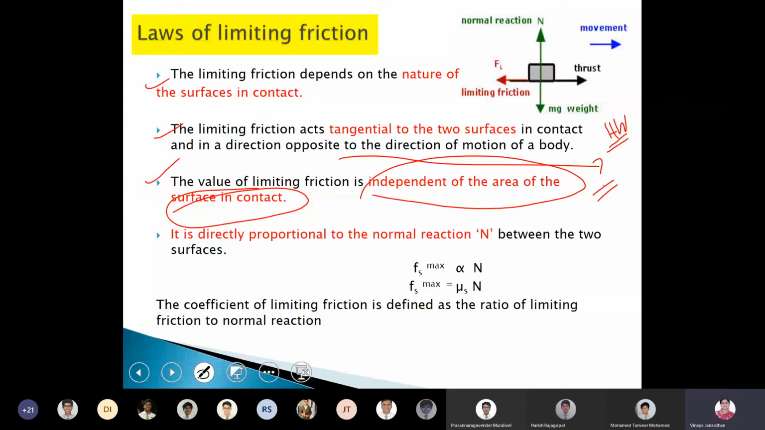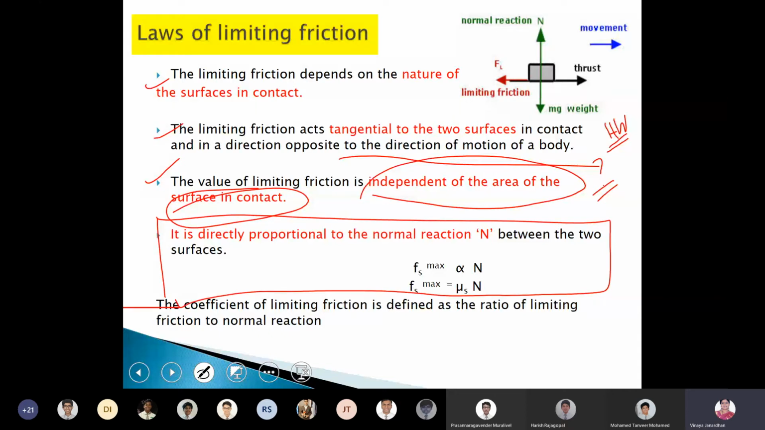Now, what is very important in laws of limiting friction is this. Please understand this, boys. All your numericals, whatever you are going to solve next, you will be using this concept. Are you clear? Yes, ma'am. In your previous video clipping, you have seen that you were pulling an object of 50 grams.